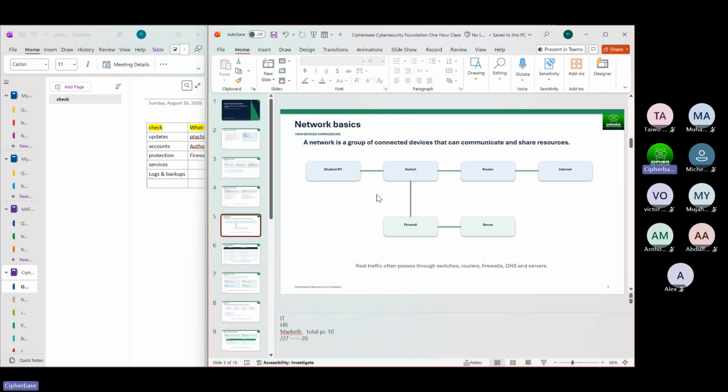Now we are here again. We want to talk about network basics. Of course, network basics are very, very important. Remember, the one we just finished, we talked about operating systems. Now, we want to talk about networks. I say a network is a group of connected devices that can communicate and share resources.